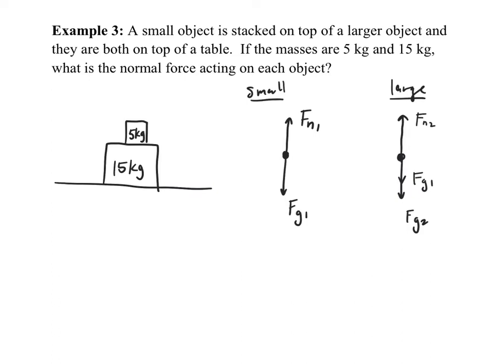Now, could you tell me something else? Which is going to be bigger, FN2 or FN1? Which is going to be bigger? We're not doing any math. Which is bigger, Jack? FN2. Why? Because it's holding more weight. It's holding both, more weight. So the FN2 vector could be drawn bigger than FN1 if you want to be precise with your vector length, okay? But we know already that FN2 is going to support both.